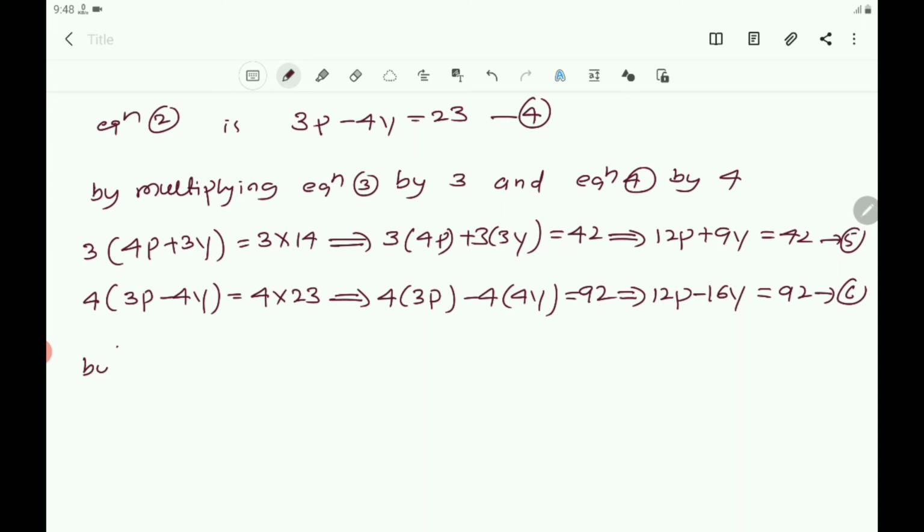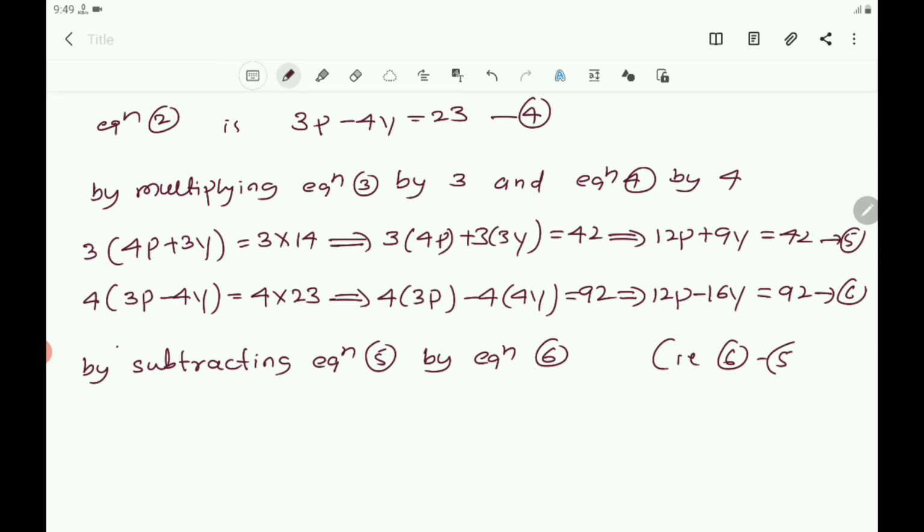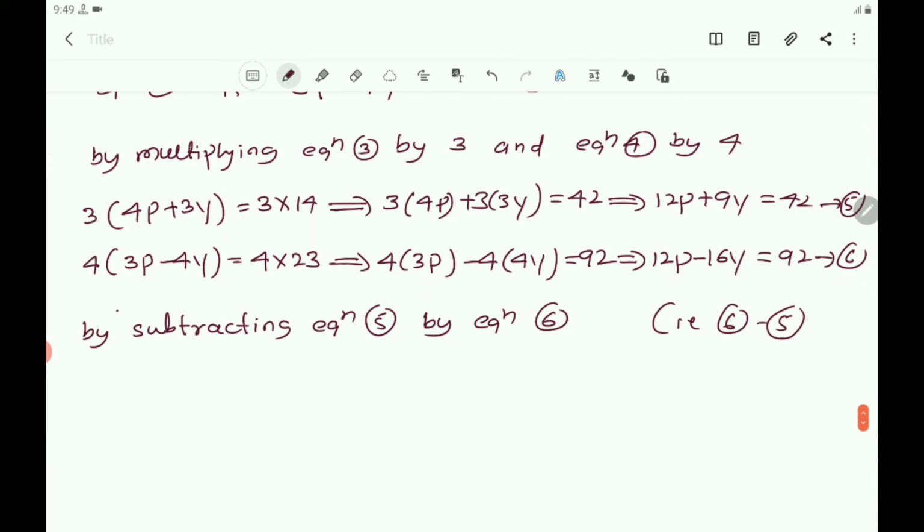That is, by subtracting equation fifth from equation sixth. That is, sixth equation minus fifth equation. So you take the sixth one, that is 12p minus 16y is equals to 92, and the next one is 12p plus 9y is equals to 42. This is the sixth and this is the fifth.